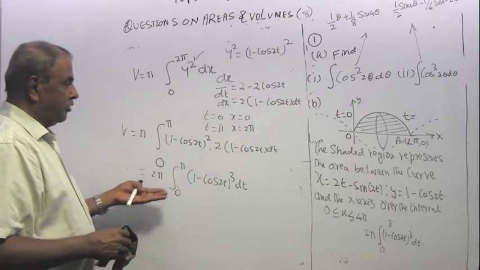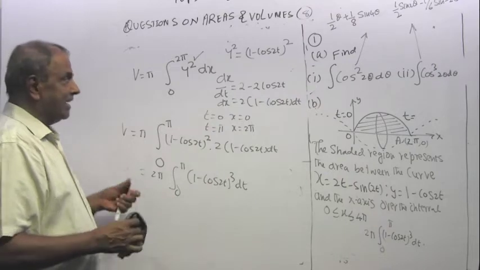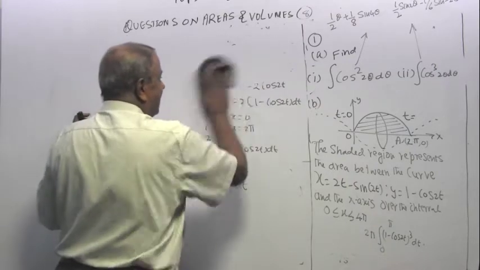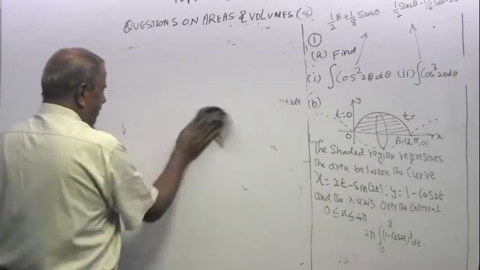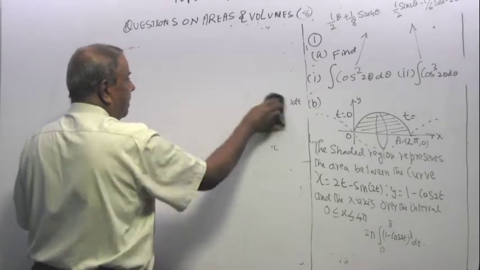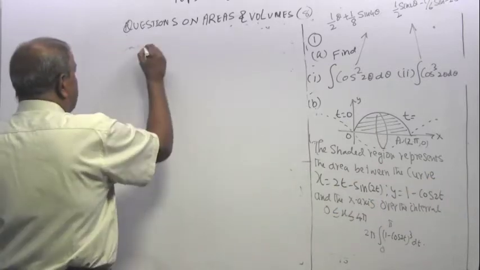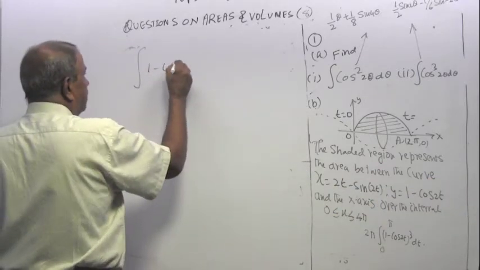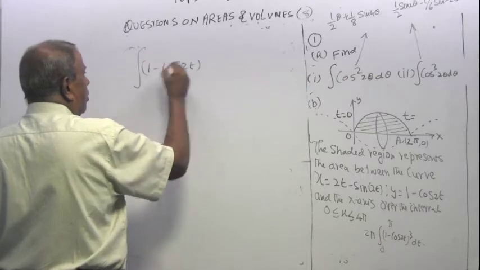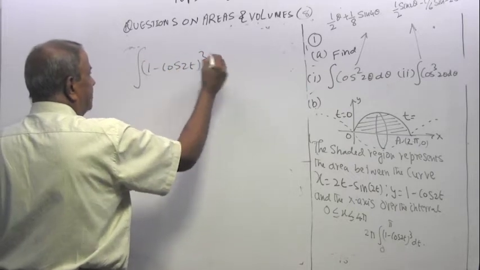The next job is to find that integral, which is where life becomes very interesting. What is the integral of (1 minus cos 2t) the whole cubed dt?